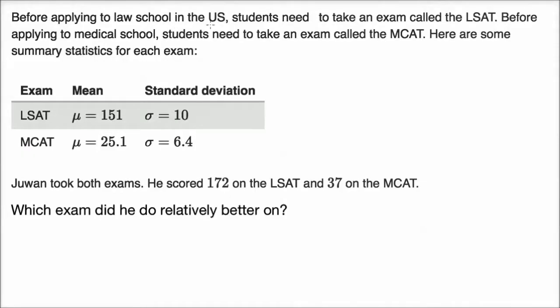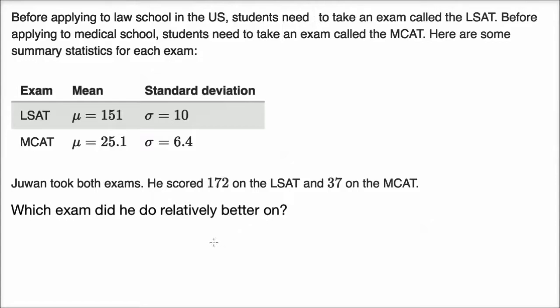Before applying to law school in the U.S., students need to take an exam called the LSAT. Before applying to medical school, students need to take an exam called the MCAT. Here are some summary statistics for each exam. So the LSAT, the mean score is 151 with a standard deviation of 10. And the MCAT, the mean score is 25.1 with a standard deviation of 6.4. Juwan took both exams. He scored 172 on the LSAT and 37 on the MCAT. Which exam did he do relatively better on? So pause this video and see if you can figure it out.